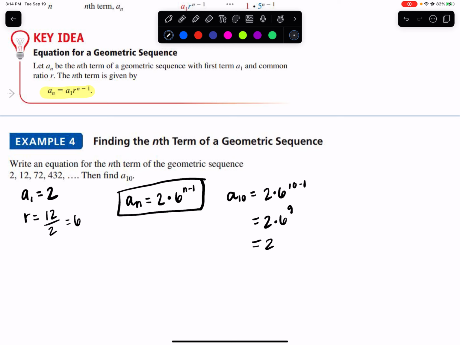Give me 1 second. I need a calculator, which you will too. So that is 10,077,696. And then multiply that by 2. So 20,155,392 is my 10th term of this sequence. So you can see it grows extremely fast.